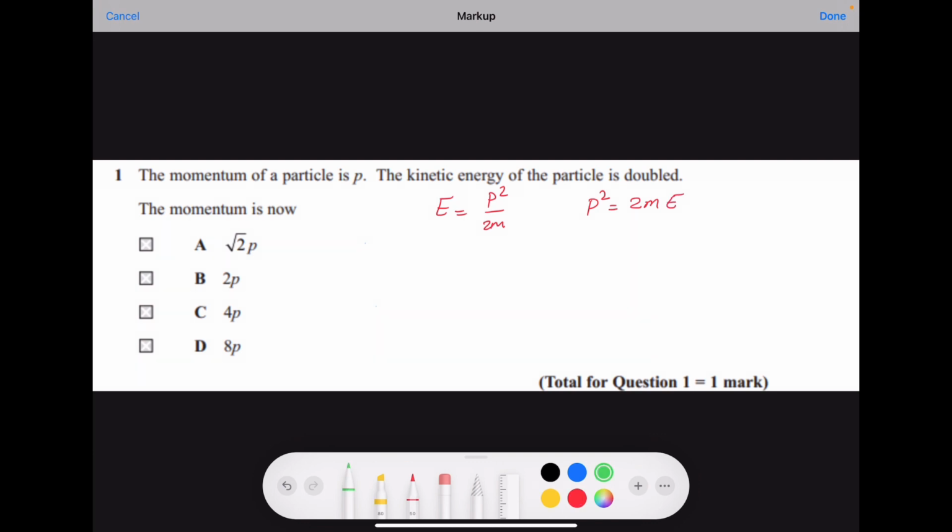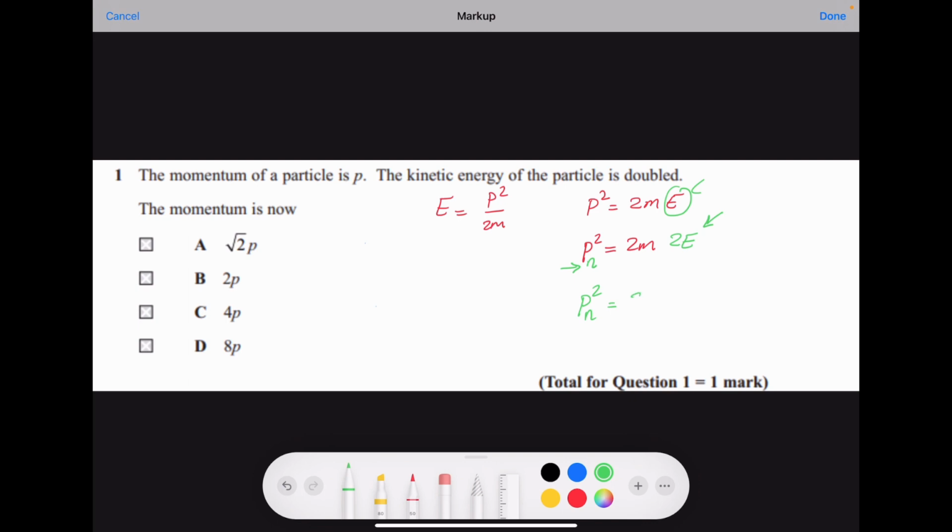The examiner said that the kinetic energy is doubled. So let me say p squared equals 2m times 2E, double the kinetic energy. Keep in mind, this is the new momentum. So I just wrote p with a prime for the new momentum because you double the kinetic energy. I'm trying to rearrange the equation.